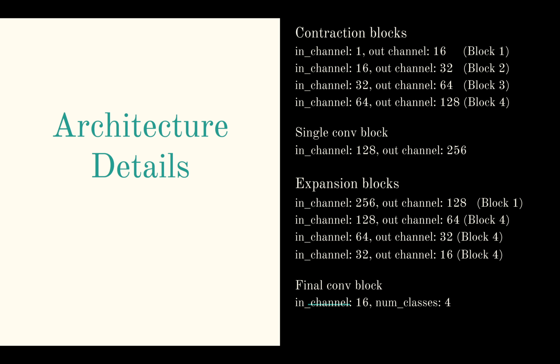As we can see, we have 4 contraction blocks, which are basically encoding layers. We have 16 filters in the first encoding layer, 32 filters in the second encoding layer, 64 filters in the third encoding layer, and the last encoding layer has 128 filters. Then there is a conv layer with 256 filters, after which we have expansion, that is decoding blocks, where the number of filters is 128, 64, 32, and 16 for each of these blocks. Finally, we have a conv block that maps each voxel to one of the 4 classes.